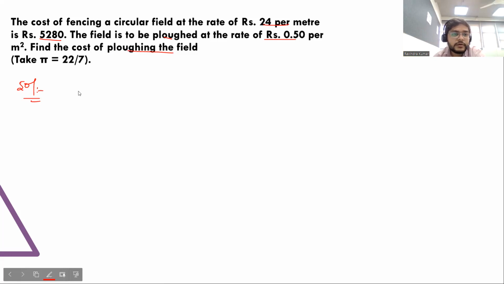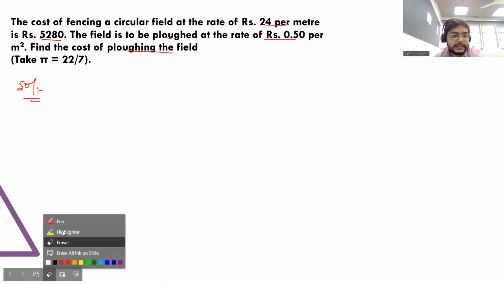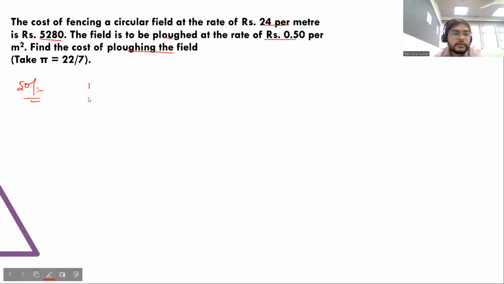So here we got the perimeter, or we can say the length of the boundary, right? So here we will easily get the perimeter, or rather the circumference of the circle. Although both are slightly different things, we are taking either of them. So 5280 divided by 24.